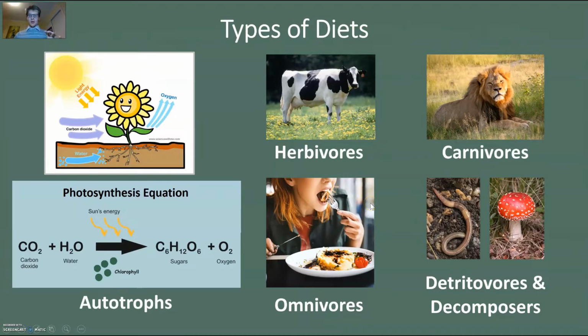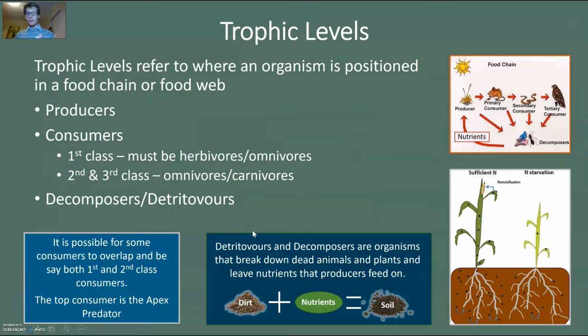But firstly, types of diets and trophic levels. People get these two terms confused all the time. So to clarify, these are types of diets. You've got herbivores, omnivores, carnivores, detritivores, decomposers, and also autotrophs. Autotrophs produce their own food. They use this photosynthesis equation. They use carbon dioxide and water and the sun's energy to produce food and have oxygen as a byproduct. Those are types of diets.